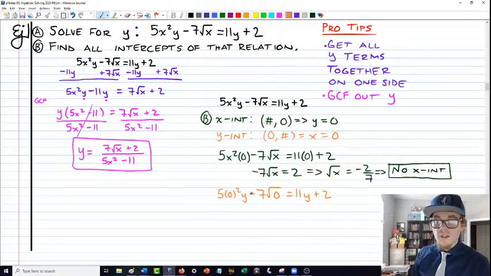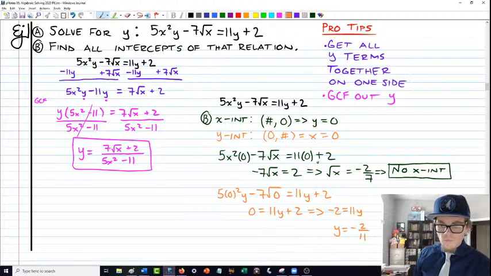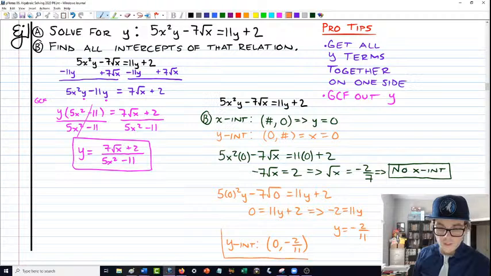Now, interestingly enough, everything on the left side has gone to 0, so we have that 0 equals 11y plus 2. And if we want to solve this, we can subtract 2 over to the other side. We'll get that negative 2 is equal to 11y, or y is equal to negative 2 over 11. So in this case, we do have a y-intercept. Our y-intercept is going to be the ordered pair 0, comma negative 2 over 11. And so it works out pretty nicely. We have our y-intercept, no x-intercept.